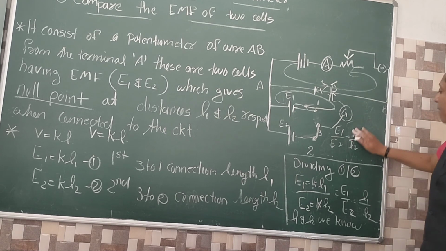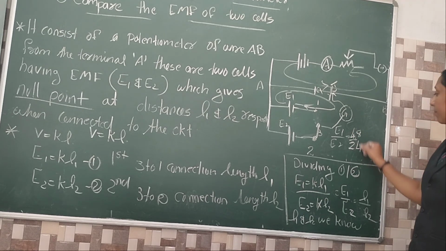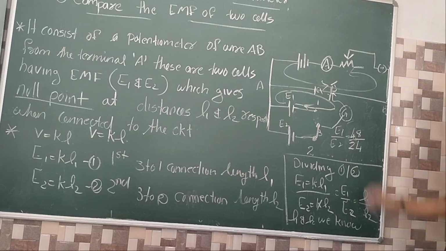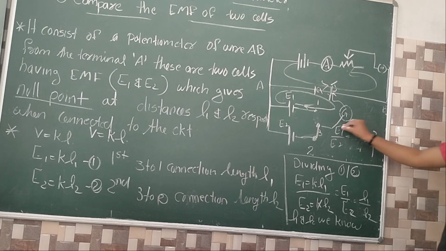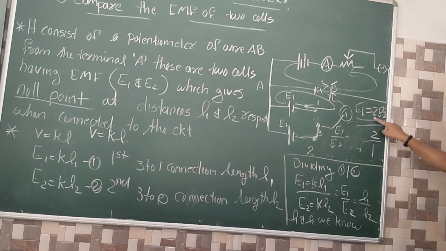I am getting this L1 value is 48. L2 value is 24. ठीक है ना? 48 by 24. So simplify करो, क्या है? 2 मिलेगा ना, answer 2. So E1 by E2 equal to 2 by 1. That is the meaning. I am right? Yes. इतना समझ गया? Cross multiply करो ना सर. 1 into E1 equal to 2 into E2. So what is the meaning? 2 times the second cell is equal to the first cell. So which cell is more powerful? E1 is the more powerful. That is called a comparison. That is the use of the potentiometer. Pause the video.